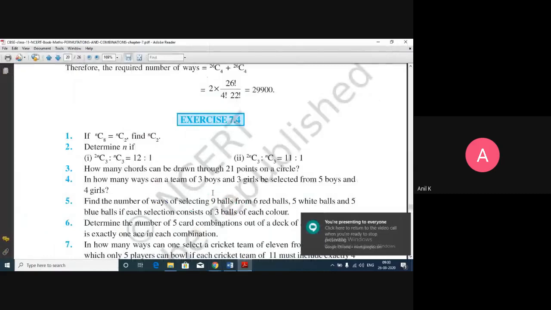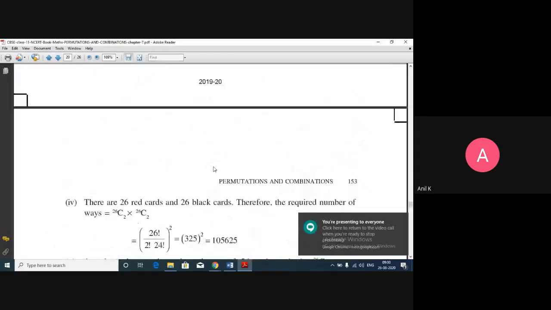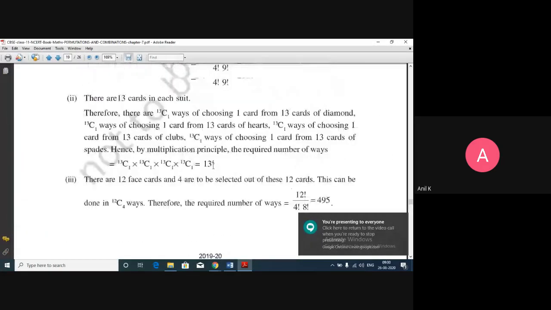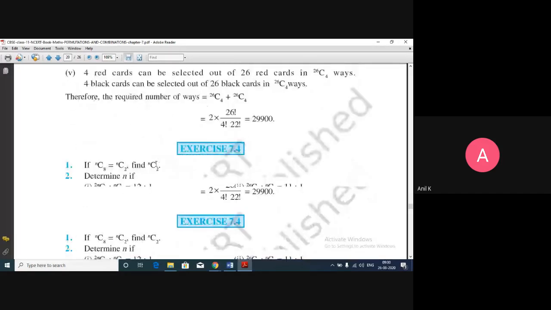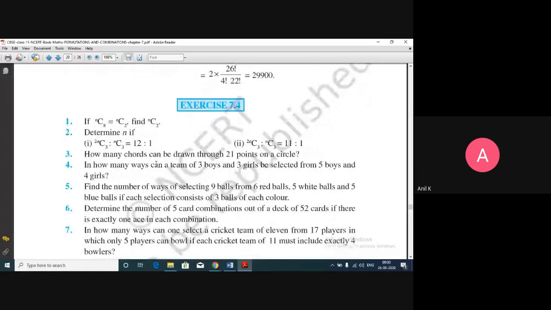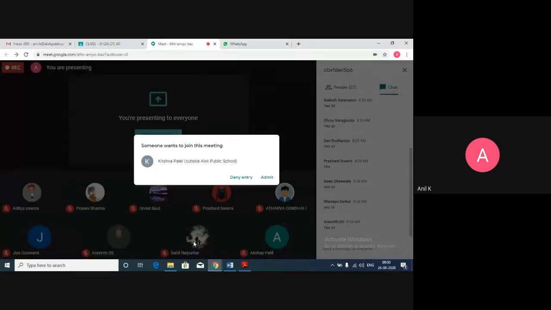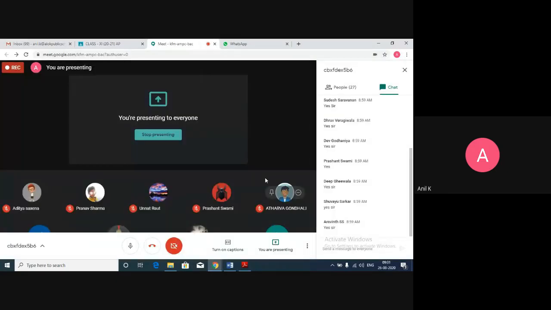Okay, last class I think we discussed a few examples on combination. This was the last example we discussed about the cards, example 19. And I think we gave the explanation for all 5 questions. Now we'll start the exercise 7.4. I think the first question you can solve, the second question we'll discuss now. After the time also people are joining.